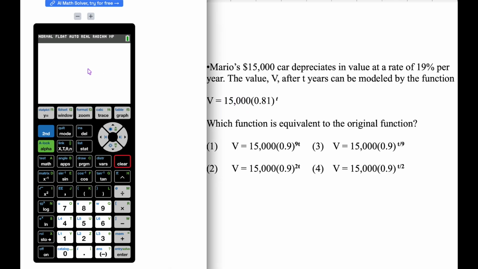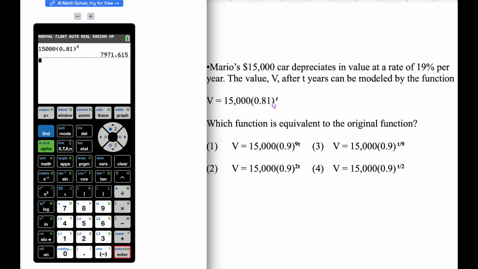So you're going to put in 15,000 as 15000, and then parentheses 0.81. You could leave the 0 off there, by the way. 0.81 is exactly the same. And then to the power of, and yes, you can use your variable as an exponent. So that's my target number.